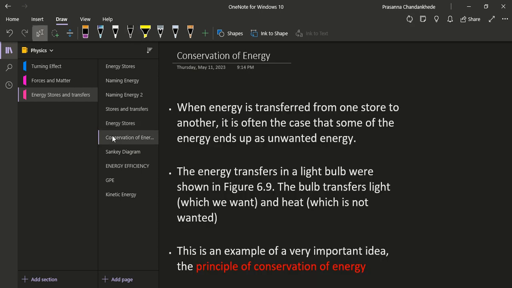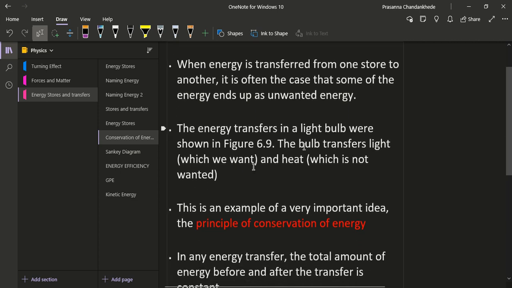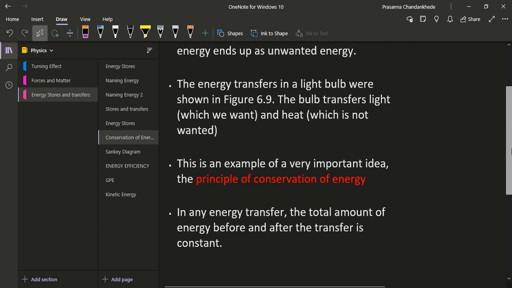Let's move on to conservation of energy. When energy is transferred from one store to another, it is often the case that some of the energy ends up as unwanted energy. The energy transfers in the light bulb were shown in figure 6.9. The bulb transfers light, which we want, and heat, which is not wanted. This is an example of a very important idea, the principle of conservation of energy. In any energy transfer, the total amount of energy before and after the transfer is constant.